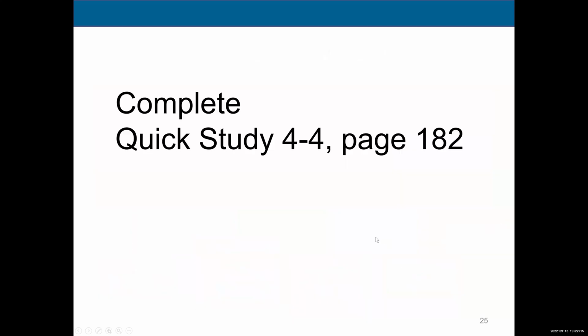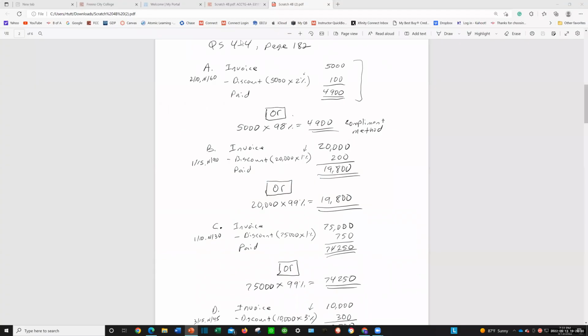All right, let's go ahead and complete quick study 4-4 on page 182. Here we go. Quick study 4-4, page 182. Now, in this quick study, we are given the amount that we owe and then the credit terms. And we're going to assume that for each of those credit terms that we are going to pay within the discount period. So how much are we going to have to pay? Well, that's what we're going to figure out.